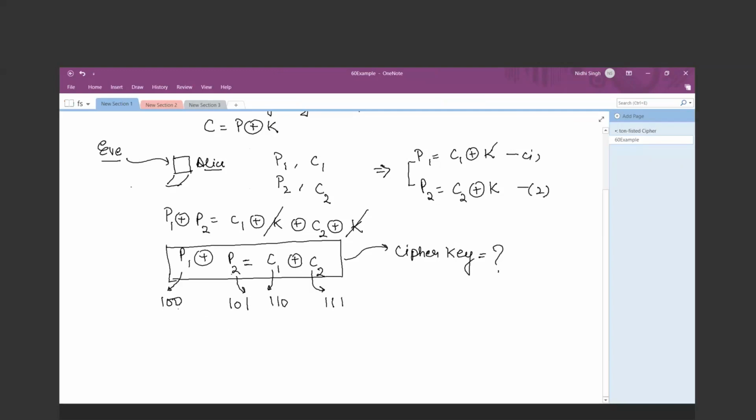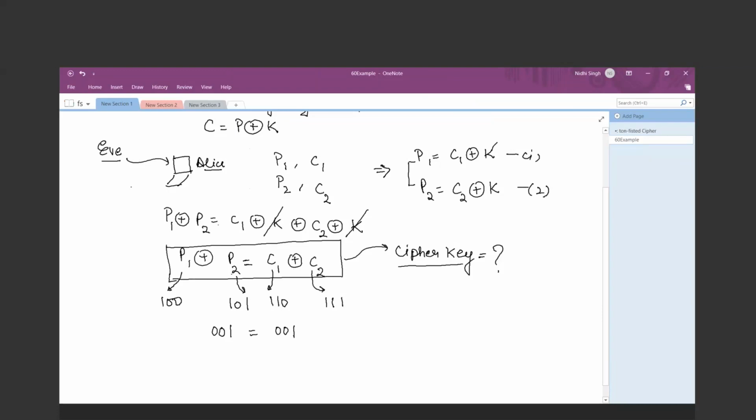So when we perform the XOR between 100 and 101, my answer is 001. And for the RHS, when we perform the XOR between these two values, that is 110 and 111, my answer is 001. So yes, these are a perfect combination of P1, P2 and C1, C2. Now I have to find out the cipher key.